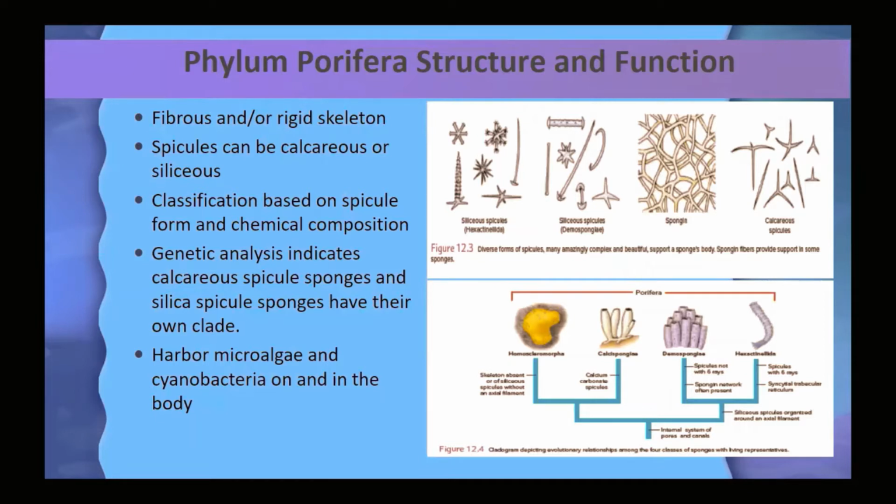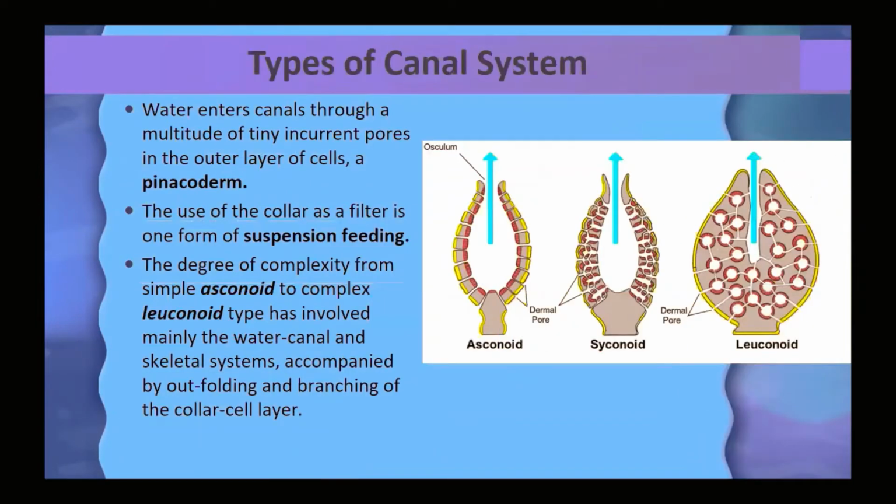The fibrous part of the skeleton comes from the collagen protein fibrils in the intercellular matrix. Collagen differs in chemical composition and form. One form of collagen is called spongin. The classification of sponges is based on their spicules, form, and chemical composition. Genetic analysis also indicates that calcareous spicule sponges and silicate spicule sponges have their own clades. Sponges harbor microalgae and cyanobacteria on the body surface and deep inside their body.